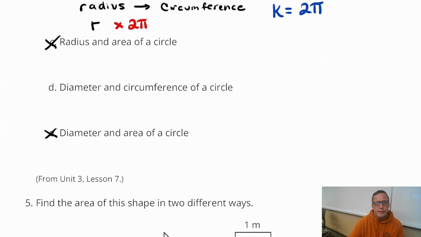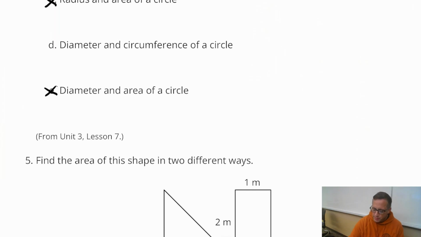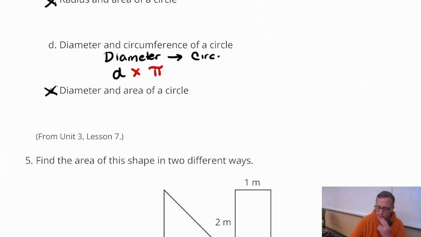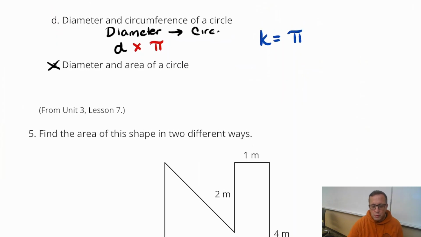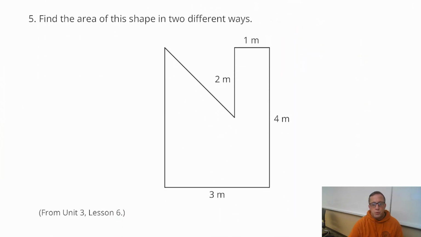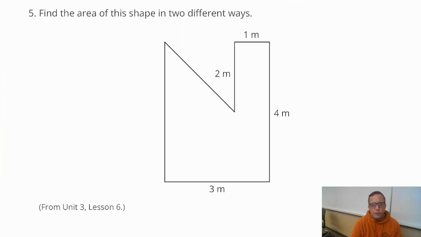All right. D, diameter and circumference. So to get from diameter to circumference, all you have to do is take the diameter and multiply by pi, right? That's all you've got to do. Multiply by 3.14. So that is your K for constant, right? The constant of proportionality is pi. Or 3.14, whatever you choose. Or 22/7.